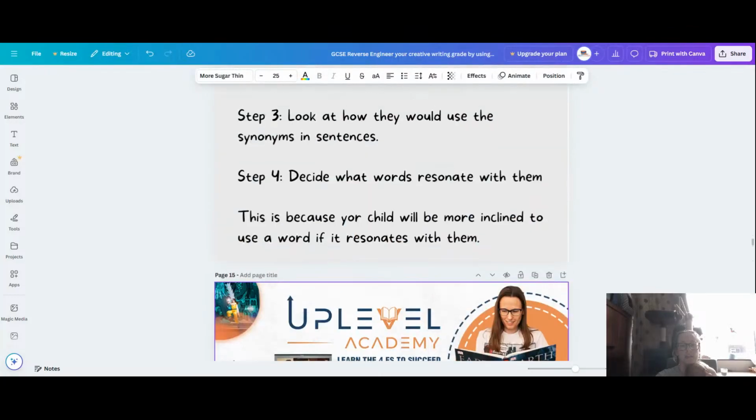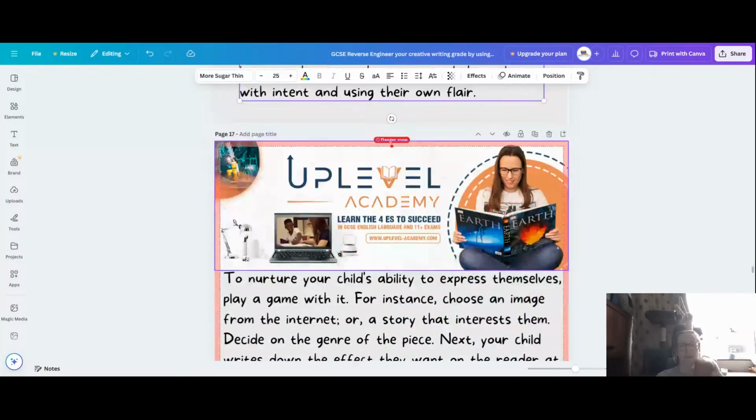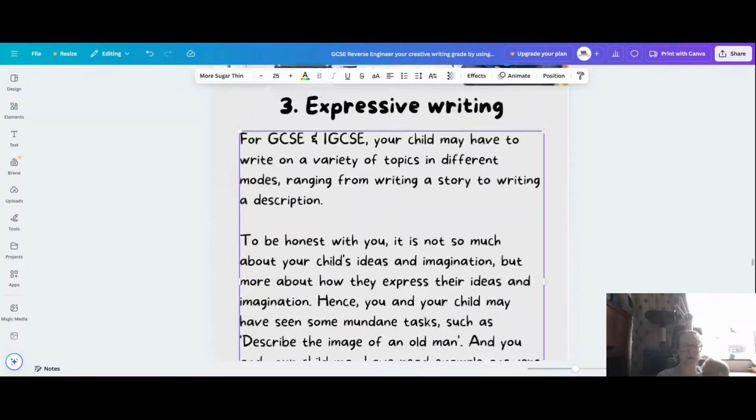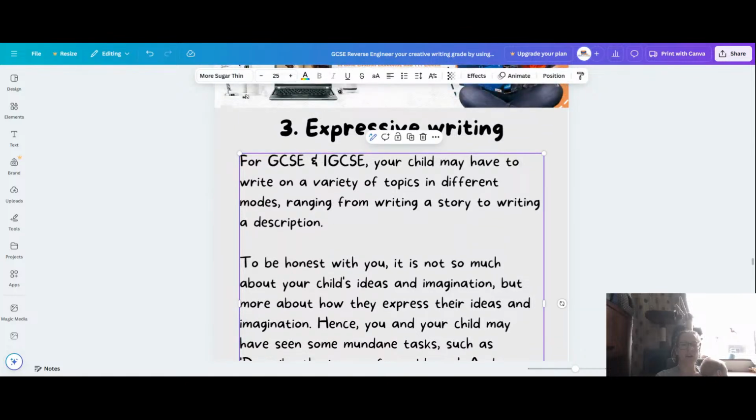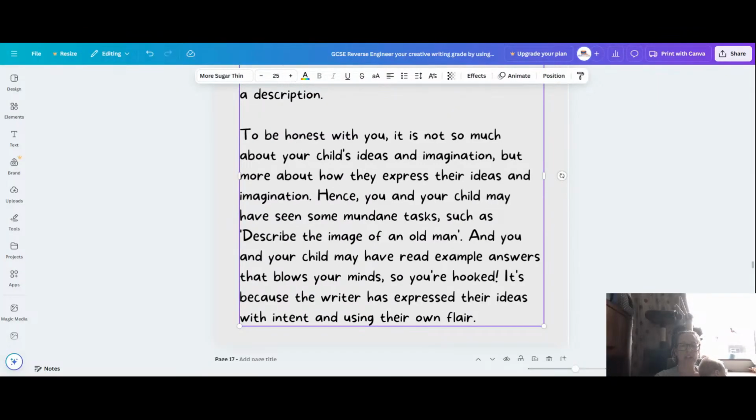So that's the first step. So that's the second step, is to up-level your vocabulary. And then, let me go up here. And then expressive writing. I don't like calling it creative writing. And the reason for this is because it's not really creative writing, to be honest with you. It's not so much about your child's ideas and imagination, but more about how they express their ideas and imagination.